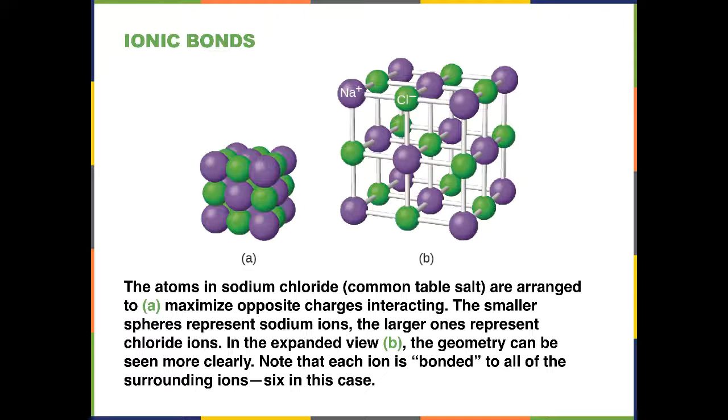The smaller spheres, which are purple, represent the sodium ions. The larger ones represent chlorine. The expanded view on the right shows the geometry and shows why these are crystalline structures. So each sodium is surrounded by 6 chlorides and each chloride is surrounded by 6 sodiums.